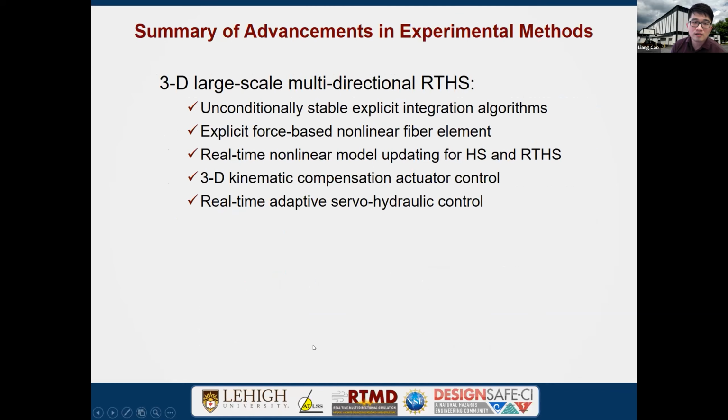To summarize the advantages of the Lehigh facilities, we're able to do 3D large-scale multi-directional real-time simulations by using unconditionally stable explicit integration algorithms. For the analytical substructures, we developed explicit force-based nonlinear fiber elements, which can be used to model nonlinear large-scale structures. And we can do nonlinear model updating. And we have 3D kinematic compensation and adaptive servo hydraulic control.